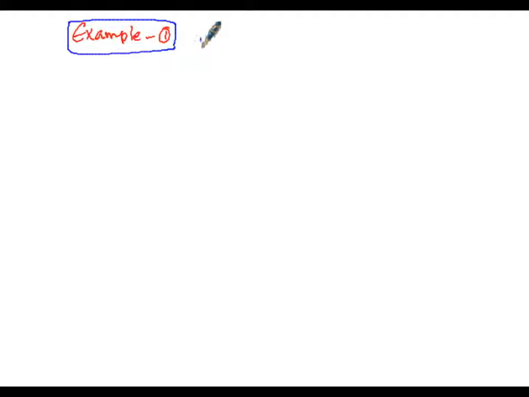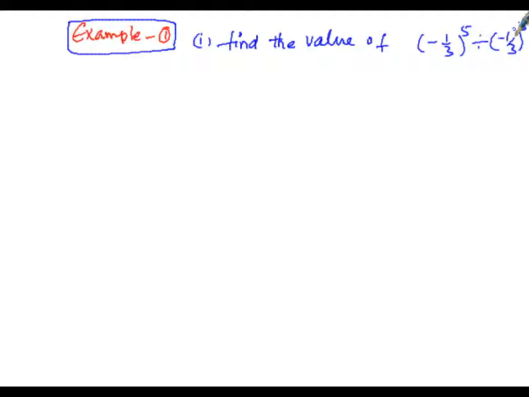That is the first one: find the value of (-1/3)^5 divided by (-1/3)^3. Then the second one is: express 144/169 in exponential notation or index form.